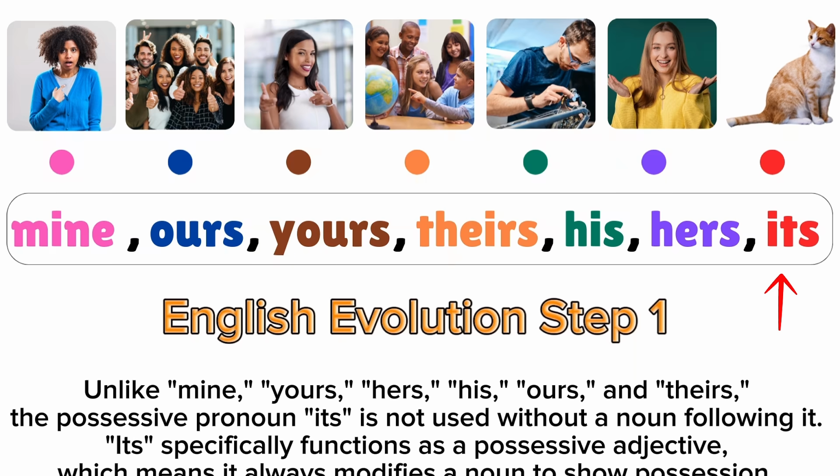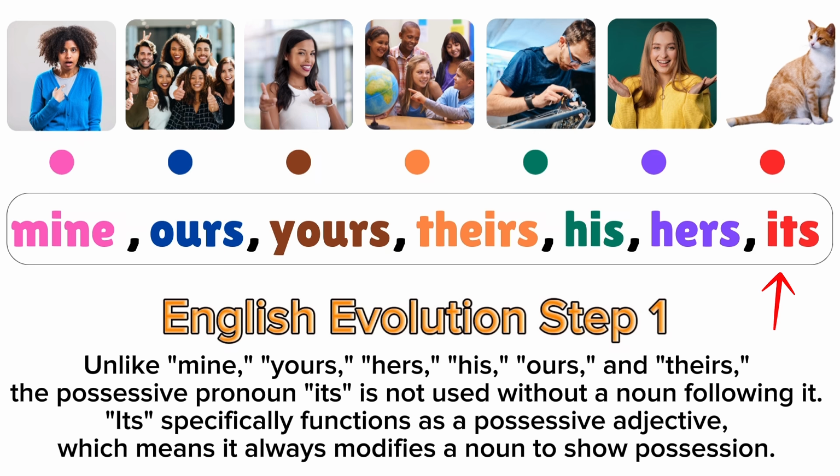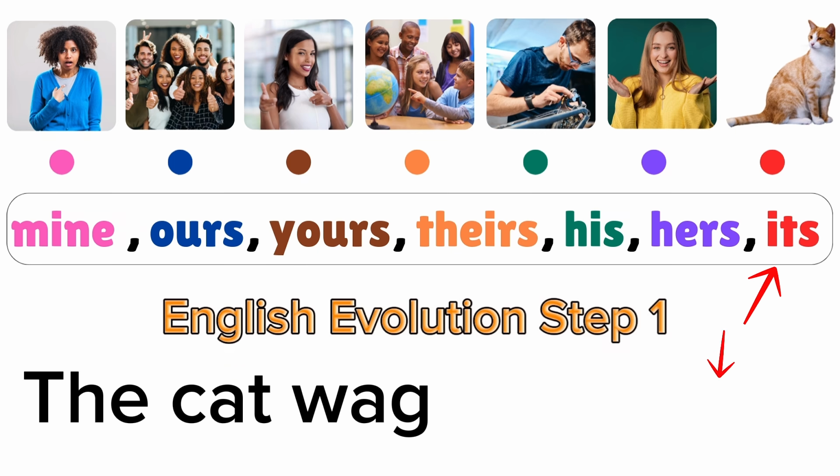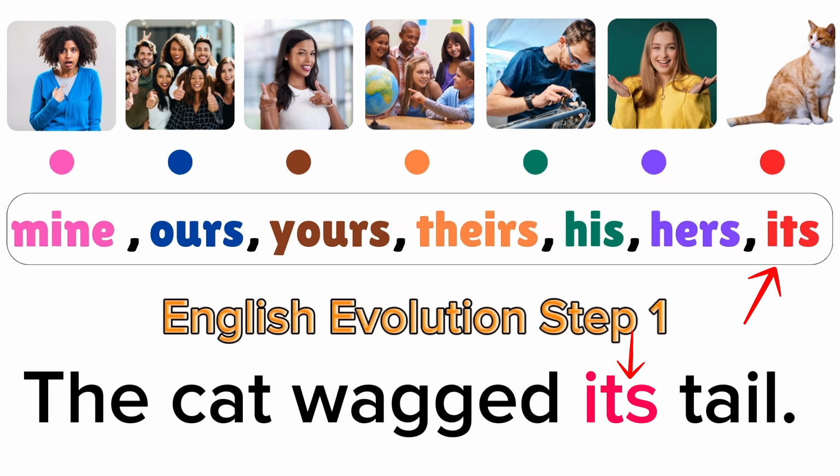Its. Unlike mine, yours, hers, his, ours, and theirs, the possessive pronoun its is not used without a noun following it. Its specifically functions as a possessive adjective, which means it always modifies a noun to show possession. The cat wagged its tail.